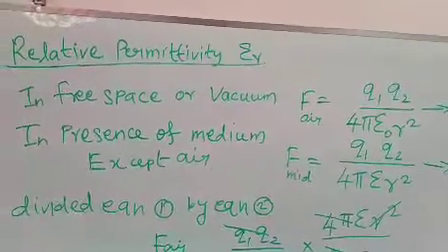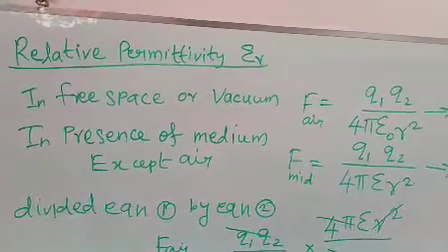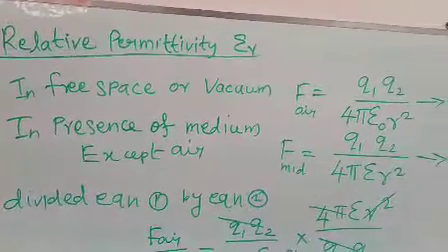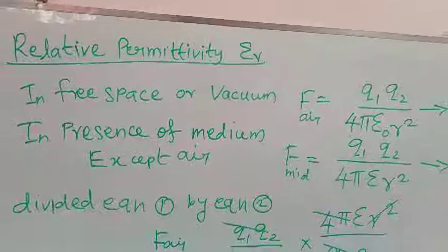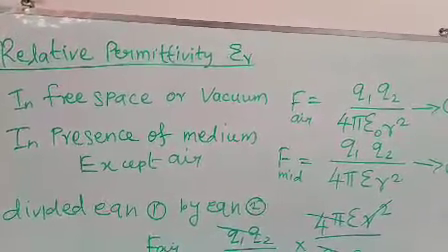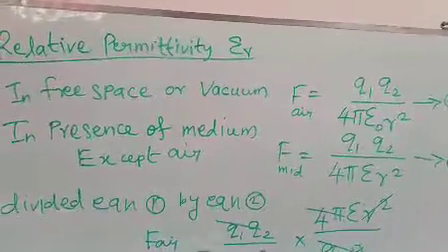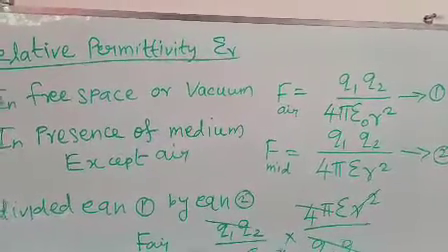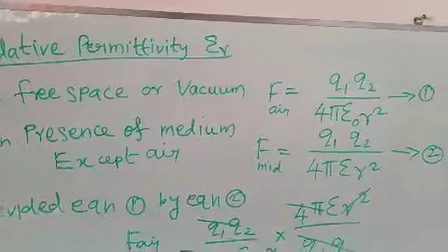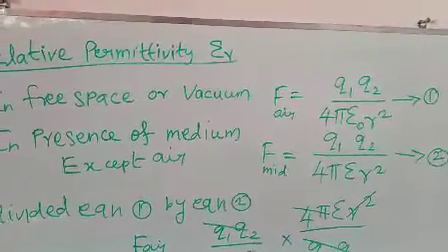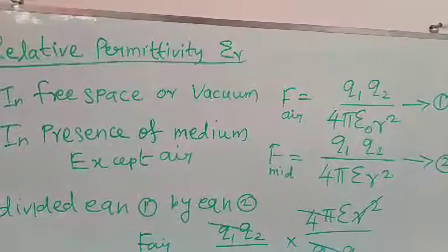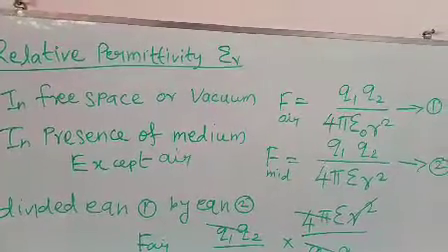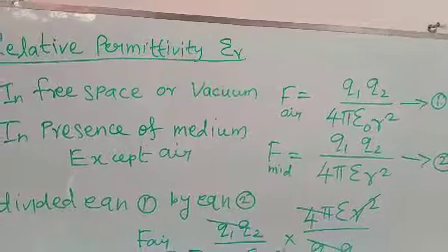In between two charges, if a medium except air is present, for example, water is present between two charges, that time force F medium is equal to Q1 Q2 by 4 pi epsilon r square. So not epsilon naught, here epsilon. Air is present means equation 1 with epsilon naught. Medium is present means equation 2 with epsilon.